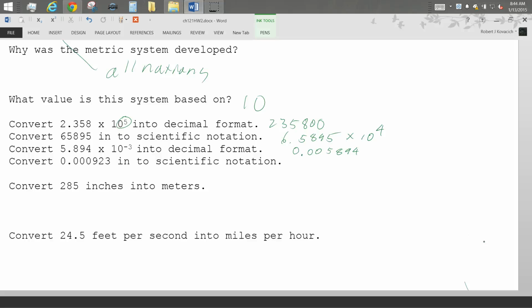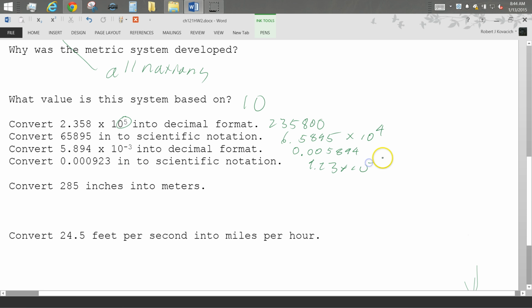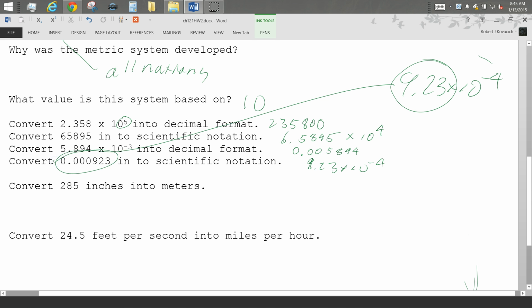Okay, how about this last one here? What do I write? -4? So when you're looking at this, I've got 9.23 times 10 to the -4. And what we're saying is this number right here, this 9.23, when does this number equal this number? What would I have to do to make those two numbers equal to each other? If I multiply this number by 10 to the -4 or divide this number by 10 4 times, then those two numbers are equal to each other.